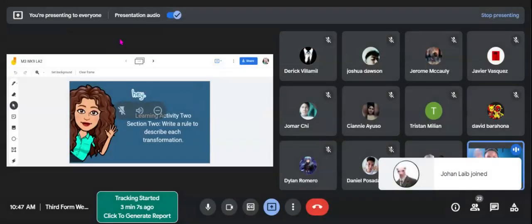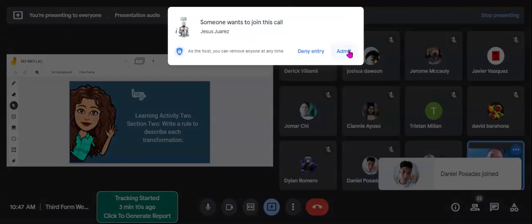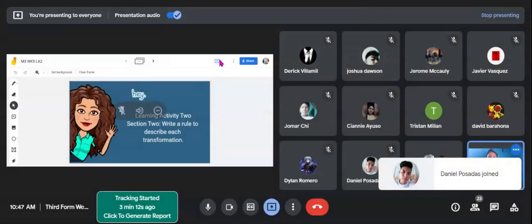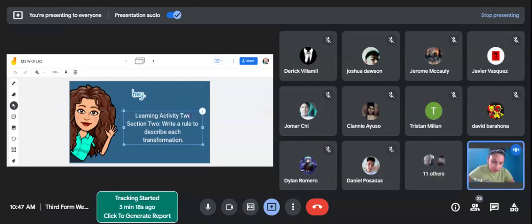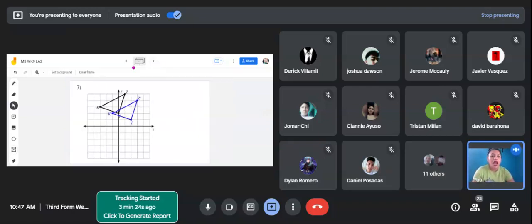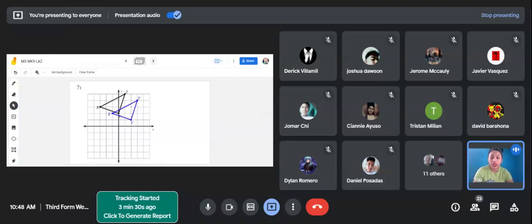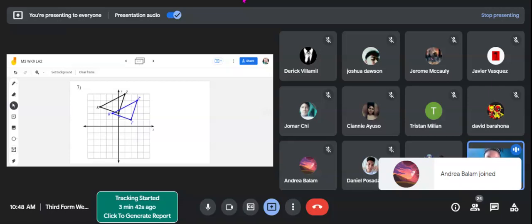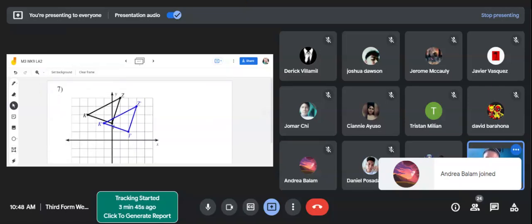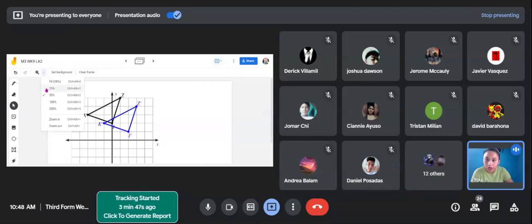Okay, as I mentioned, guys, we're doing learning activity 1, section 2. The instructions are to write a rule to describe each transformation. We're going to look at each transformation and identify the rule. What is happening? Is it moving left, right, up, or down? Let me zoom this in a little bit more.